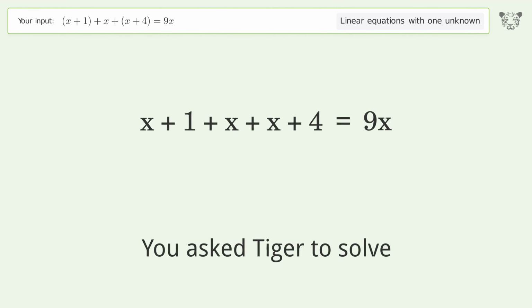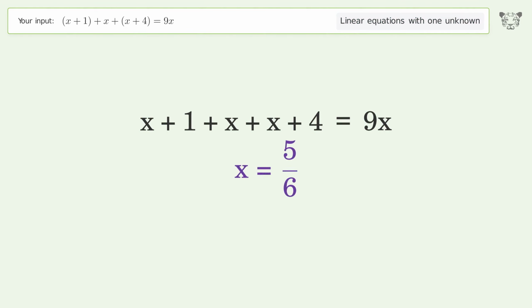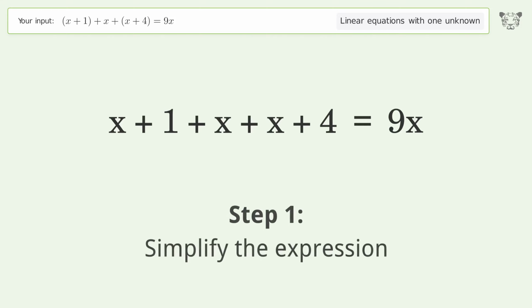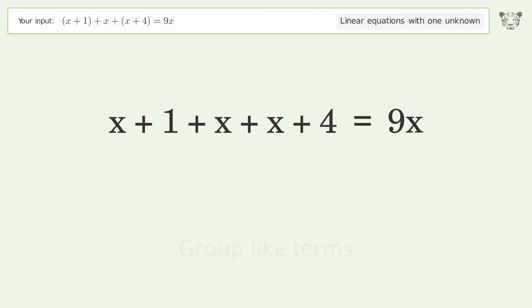You ask Tiger to solve this. This deals with linear equations with one unknown. The final result is x equals 5 over 6. Let's solve it step by step. Simplify the expression. Group like terms.